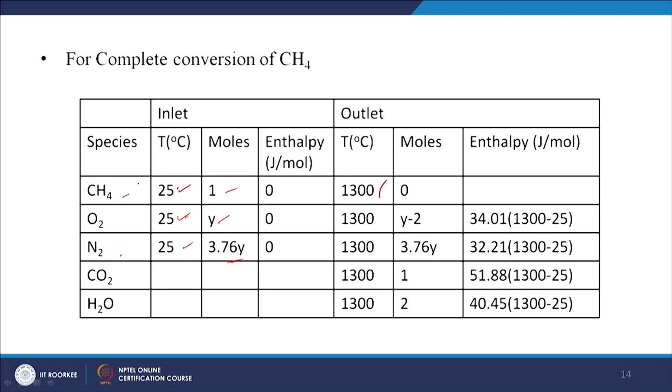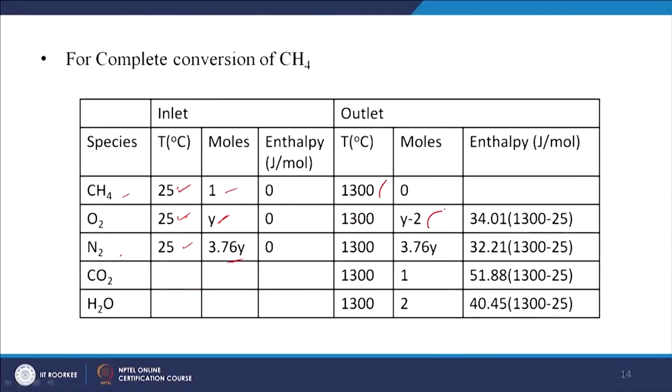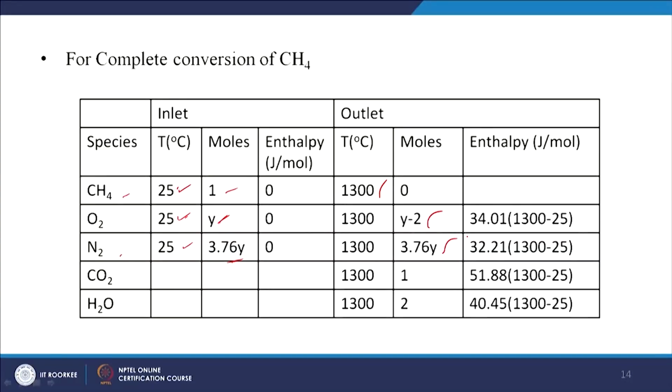The outlet temperature is 1300 degree centigrade. In this case methane will not be available, but oxygen will be available because excess oxygen is used. The rest will be Y minus 2, because 1 mole of methane consumes 2 moles of oxygen. Nitrogen, there is no reaction with it, so 3.76 Y remains. Then 1 mole of methane gives 1 mole of carbon dioxide and 2 moles of H2O.